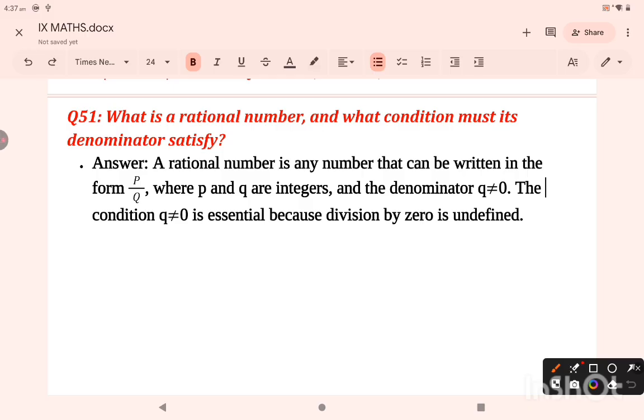Today I am going to discuss basic concepts for the IIT Foundation classes, 9th class Mathematics, first chapter, that is real numbers.